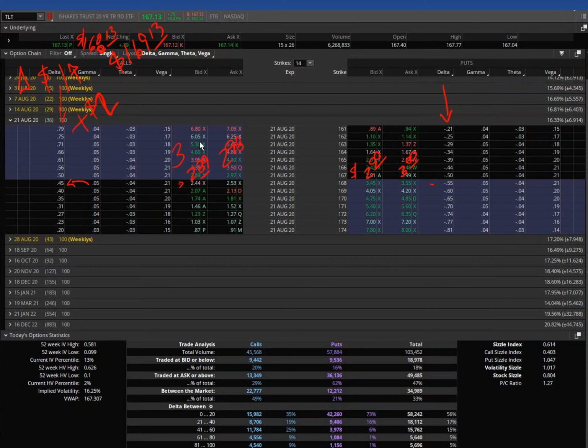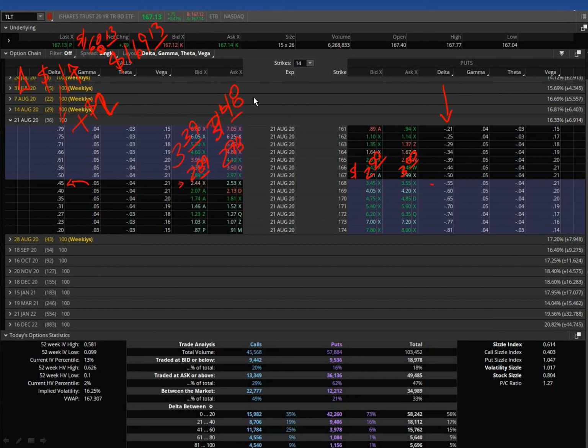I'm having a brain cramp here. $3.39 on the bid, and then the offer is $3.48. Oops. Sorry.